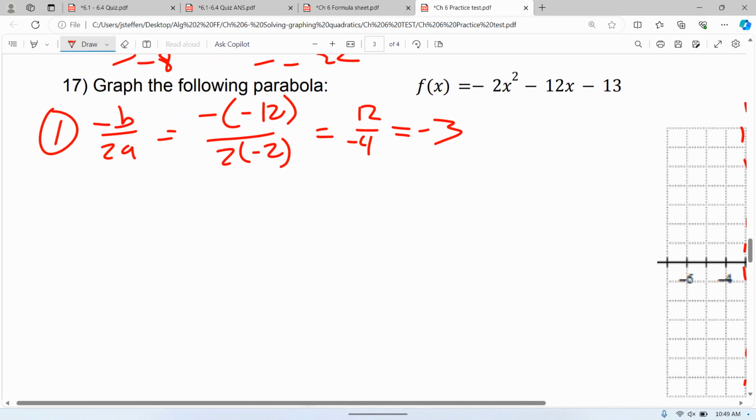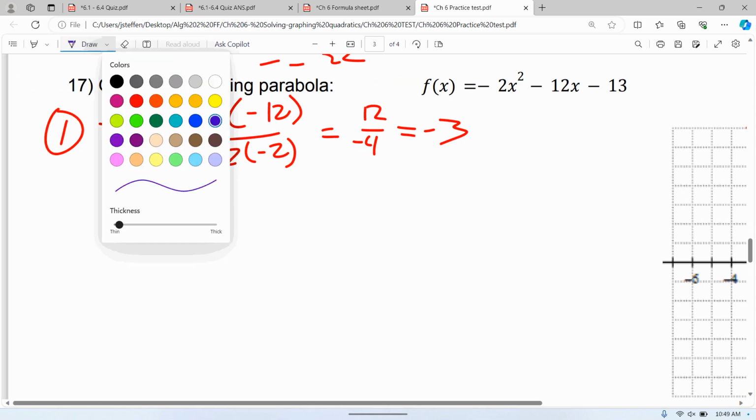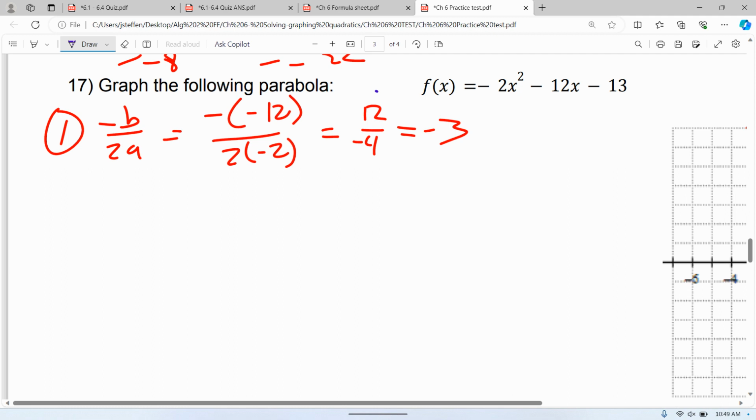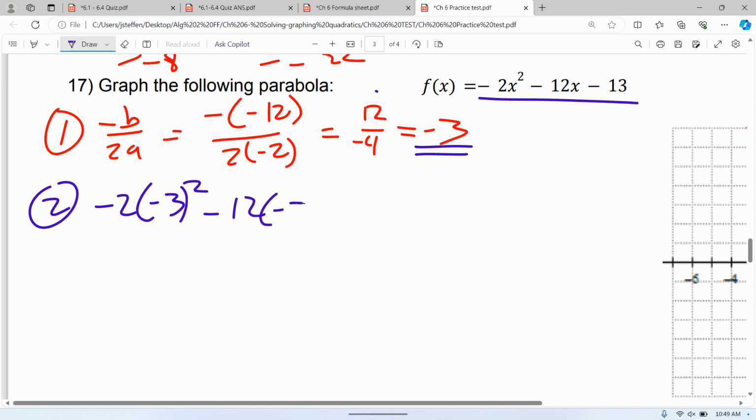Vertex. Negative 3, plug it back into where I'm going. So negative 3 squared minus 12 times negative 3 minus 13. And again, for me, I just type that in exactly how I see it. That way you don't have to worry about order of operations or anything crazy. Just make sure you're using your parentheses. That ends up giving me 5. So my vertex is negative 3, 5. So negative 3, 5 is right here.